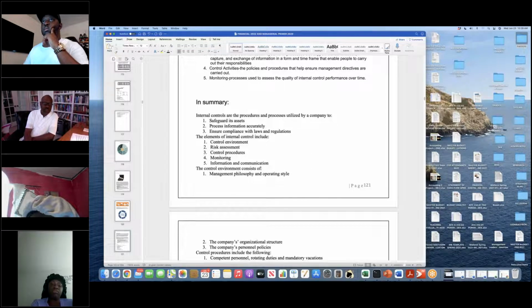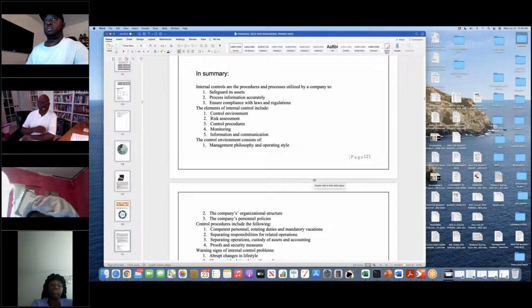In summary, internal control is the procedures and processes utilized by a company, first of all, to safeguard its assets, process all these transactions accurately, and ensure compliance with laws and regulations. Think about a Walmart or a Sam's. They have to do this all over the world. McDonald's also. The elements of internal control: environment, assessing risk, control procedures, monitoring, and information and communication.